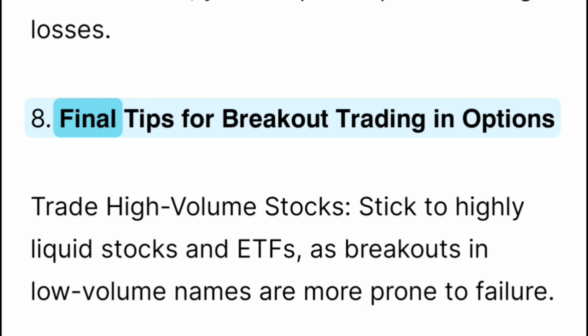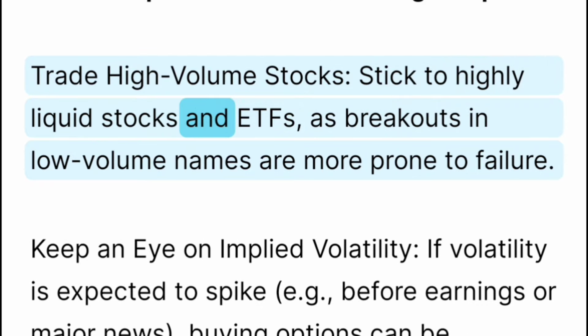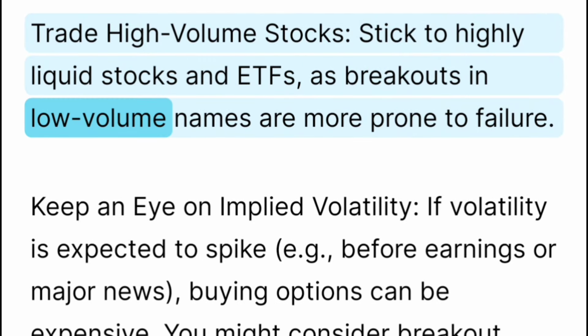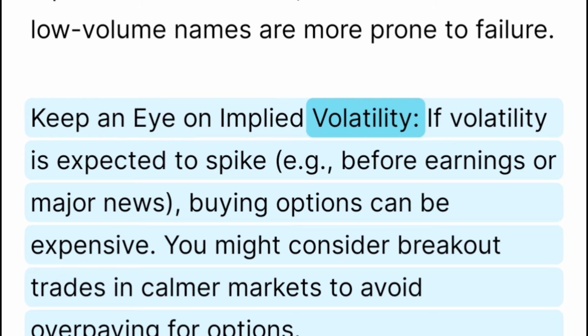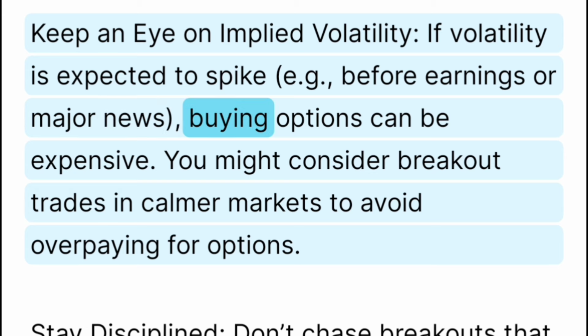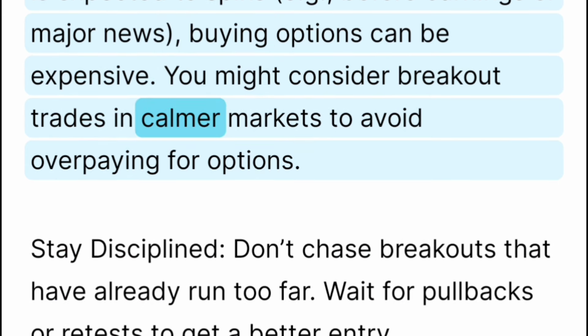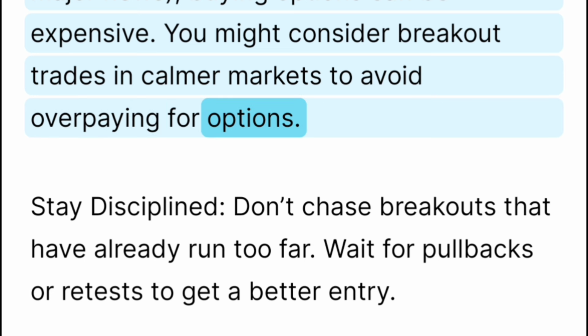8. Final tips for breakout trading in options. Trade high-volume stocks. Stick to highly liquid stocks and ETFs, as breakouts in low-volume names are more prone to failure. Keep an eye on implied volatility. If volatility is expected to spike, for example, before earnings or major news, buying options can be expensive. You might consider breakout trades in calmer markets to avoid overpaying for options.